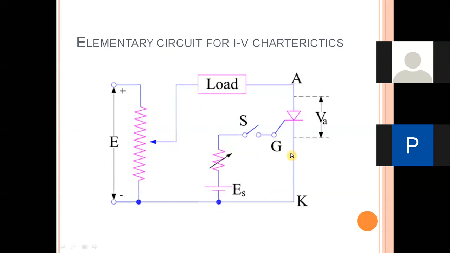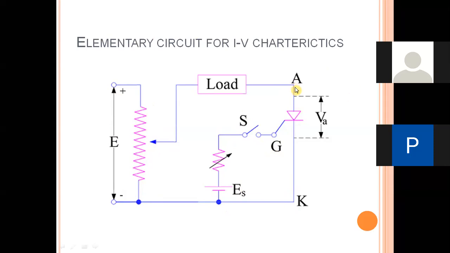Okay, so then we need to consider the operation in two cases. Here you are going to have two cases, related to this particular switch. The switch S is going to be open, and the switch S is going to be closed. What we are going to do here is, by varying this potentiometer, vary the voltage between this anode and cathode in either direction.